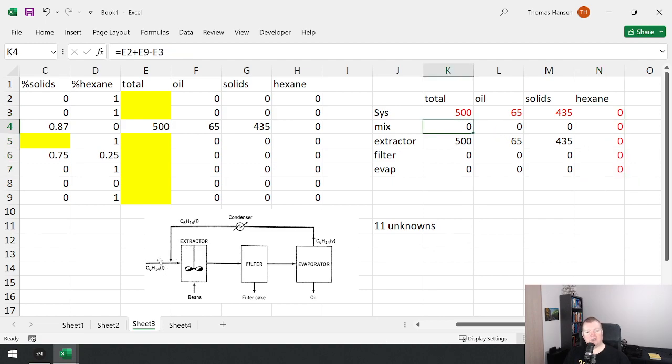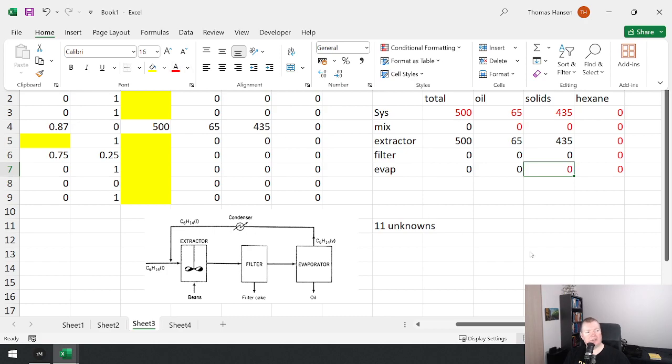For my mix point here, it's pure hexane in all of the streams. So we have the exact same problem as in the last assignment, same concentration, pure hexane. So I can only use one of my equations. In my extractor, I can use all of them. In my filtrate, I can use all of them. In my evaporator, I have another problem, and that is that I don't have any solids present, right? So I can't use this one either.